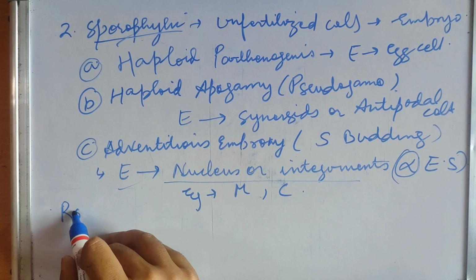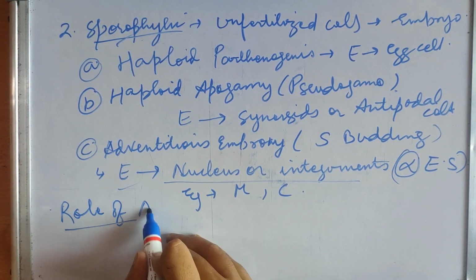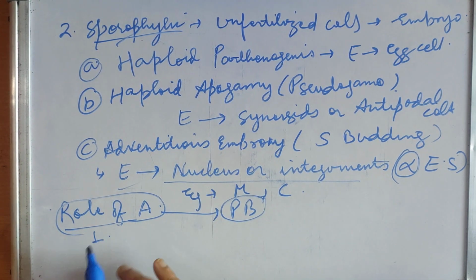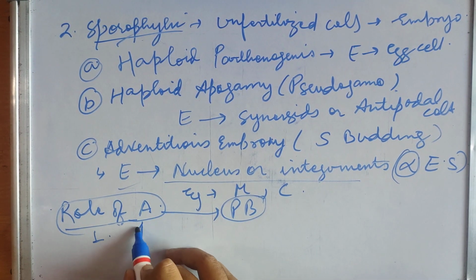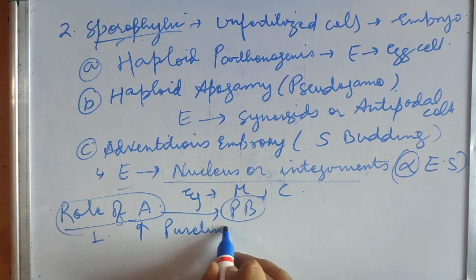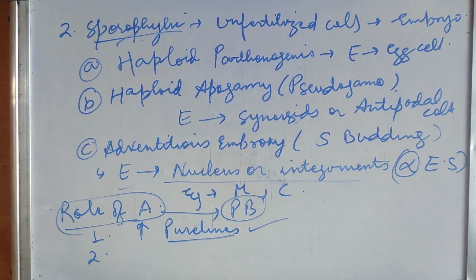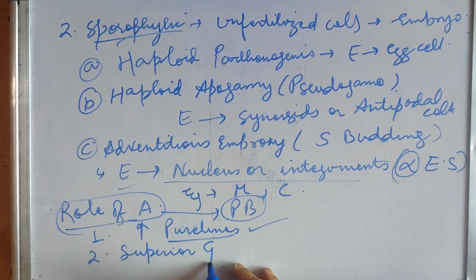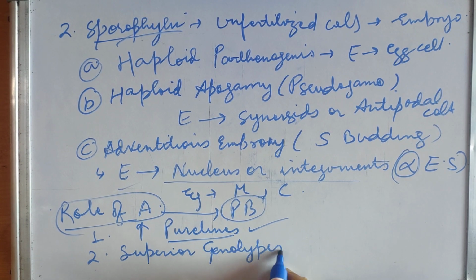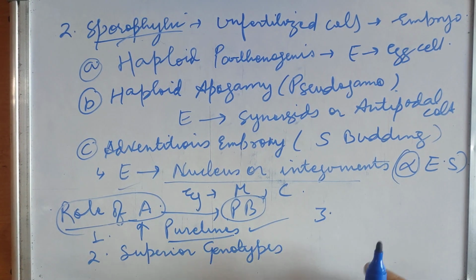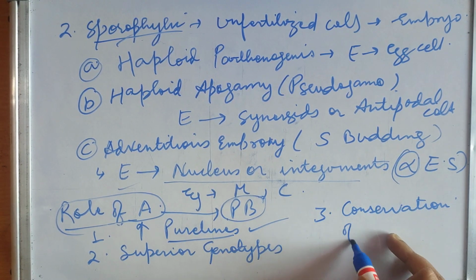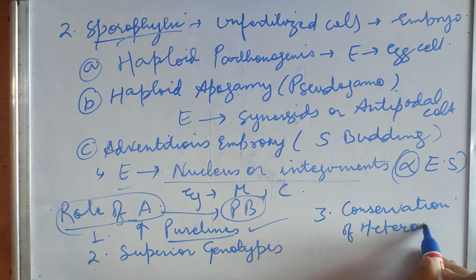Now, what is the role of apomixis in plant breeding? First of all, it helps in rapid production of pure lines. Secondly, it helps in maintenance of superior genotypes. Thirdly, it helps in conservation of heterosis. Heterosis is often known as hybrid vigor.